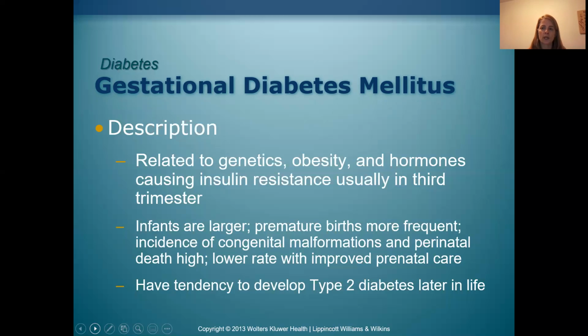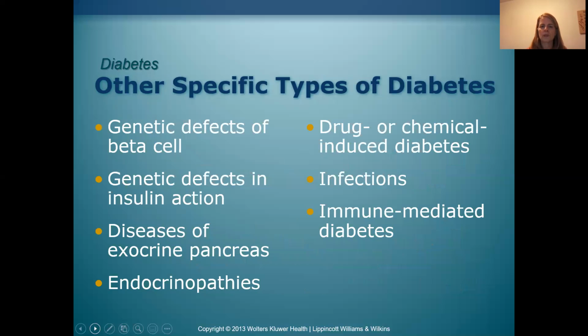So they really test for this at the 24th to 28th week, and they try to identify the mothers who have gestational diabetes and monitor them very closely. It is said that a mother who had gestational diabetes has a higher tendency to develop type 2 diabetes later in life. There are other specific types of diabetes that are less common. We're going to usually hear about the type 1 or type 2, possibly the gestational in a pregnant patient.